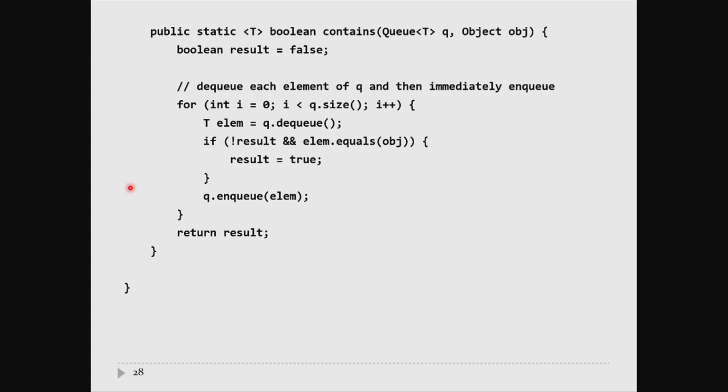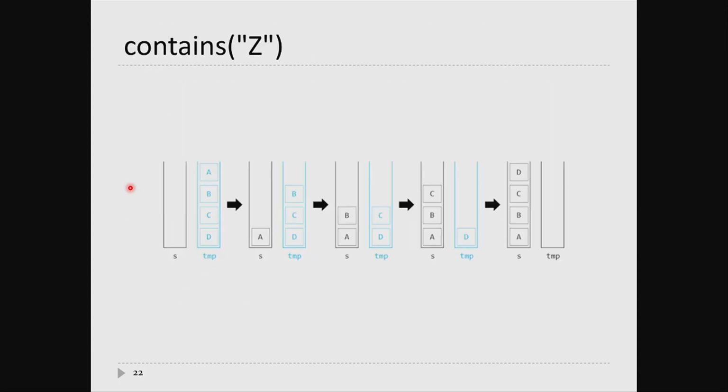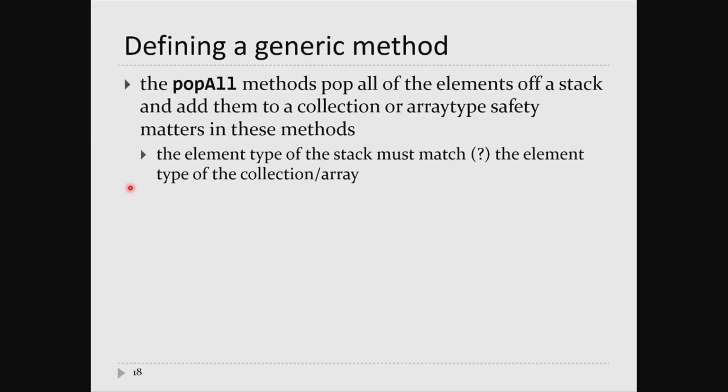All right, any questions about generic methods? That's all I want to say about them for now. If there's any classes remaining at the end, I'll come back to this question mark here. There's this issue of whether or not the element types have to match exactly. Any questions so far? All right.